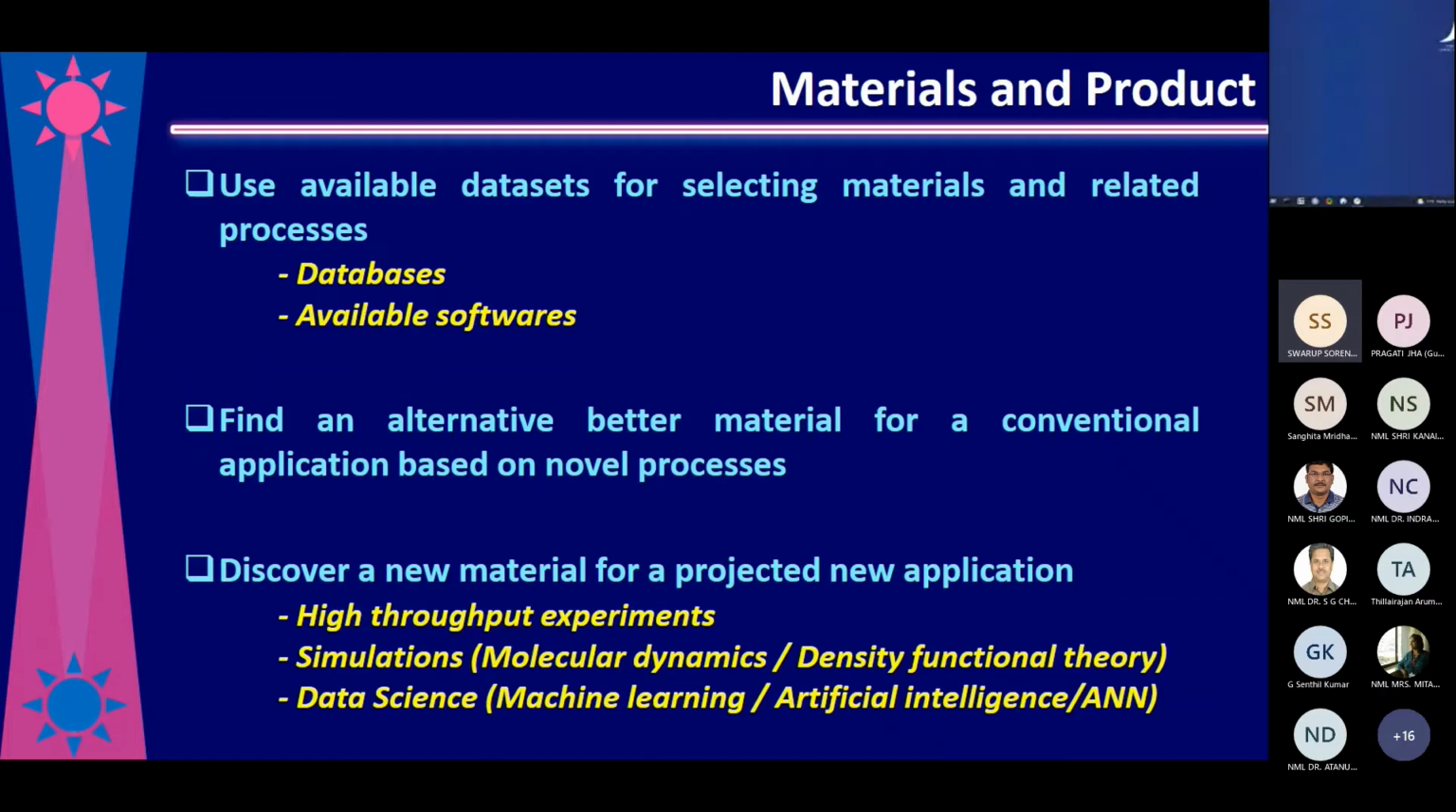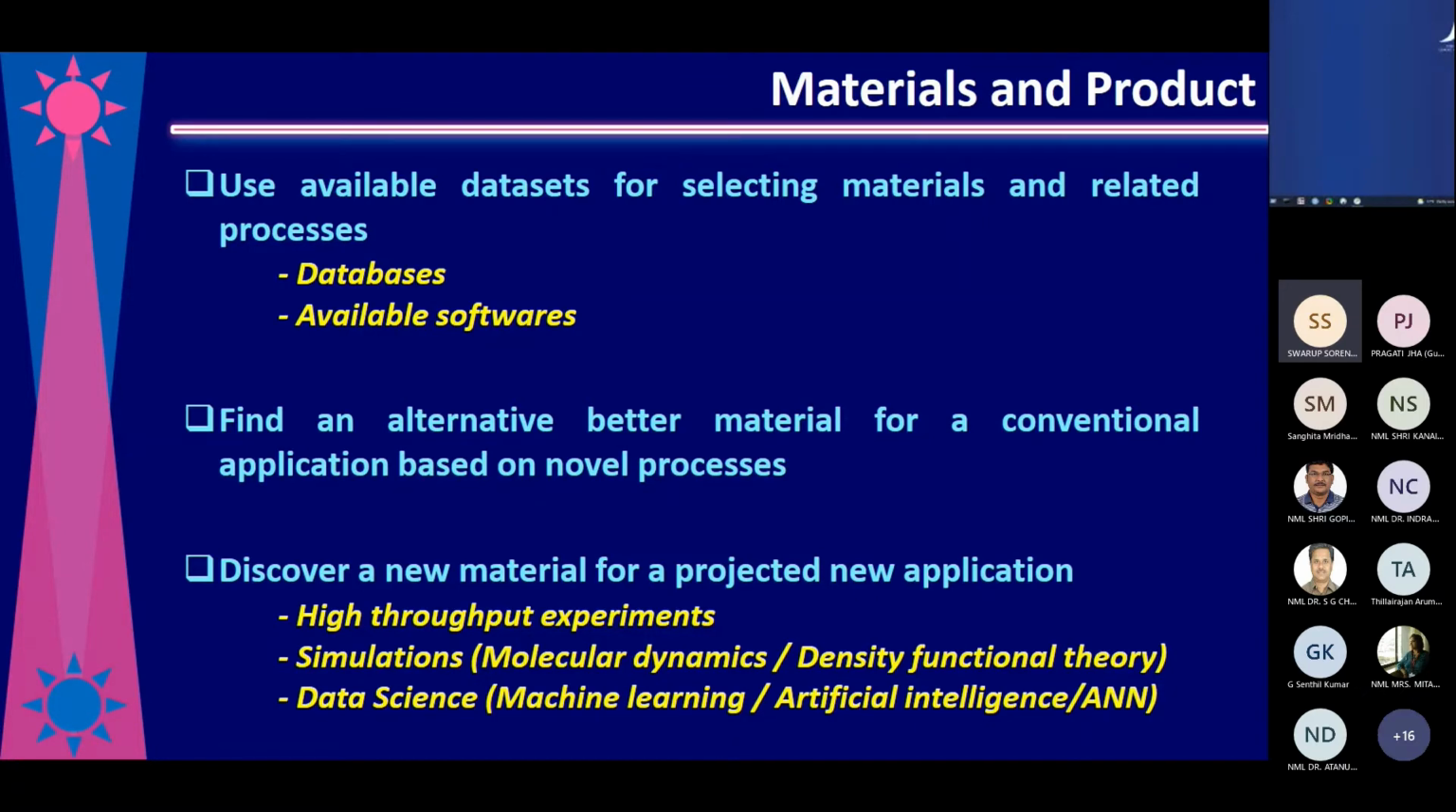Now the third possibility is that you discover a totally new material overall. You have an application in mind, but you do not find any material. So what do you do? If you wait for the normal course of action for discovery of a material, it is more than 40-50 years. So that is not desirable.